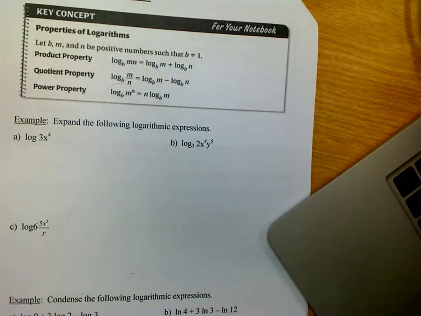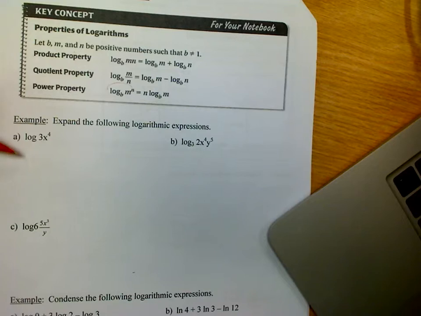These are very similar to our exponent rules. When it's a multiplication problem, you add your exponents. When it's a division problem, you subtract your exponents. And when it's power to a power, you multiply your exponents. This is what those properties look like in terms of logarithms. So when you're expanding, the one thing you need to remember is even though you're breaking into pieces, the log and its base will always stay the same.